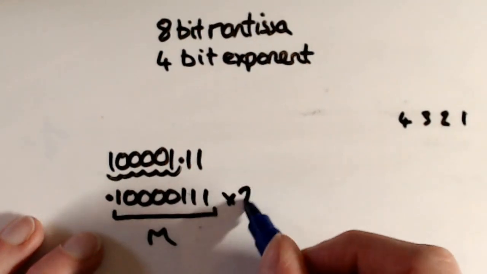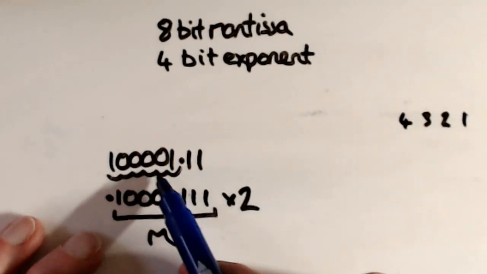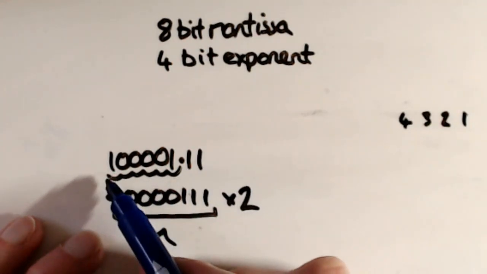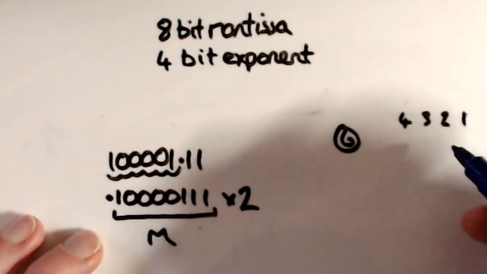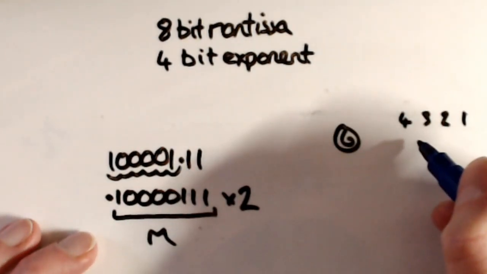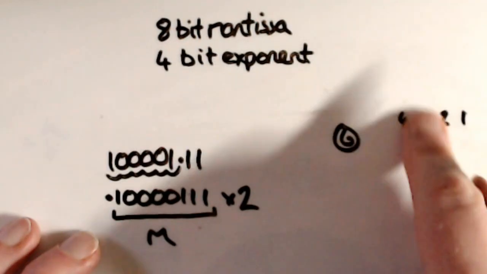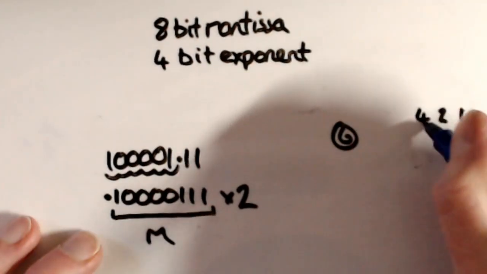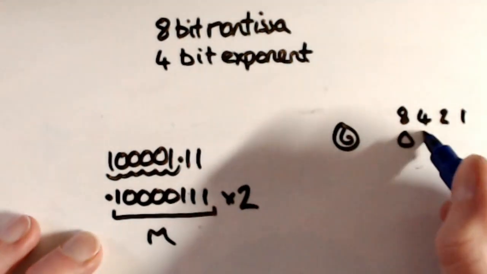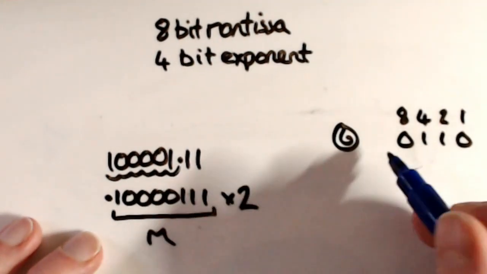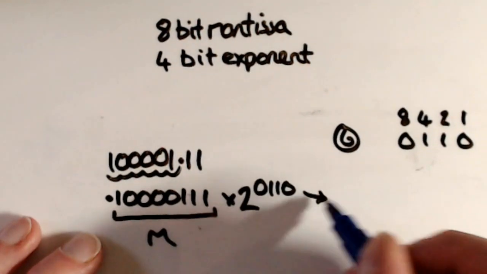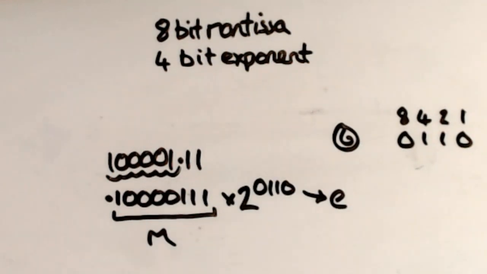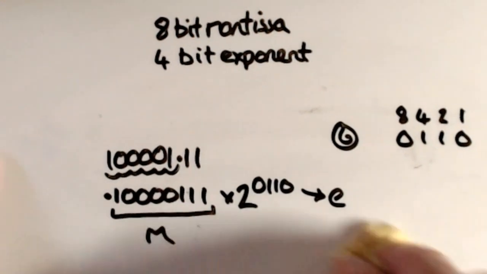Now we go times 2. We moved 1, 2, 3, 4, 5, 6. Okay, so we're going to have to represent 6 using binary. It'll help if I could do that bit properly. Oh, dear me. Right, so that's 0, 1, 1, 0. Okay, so that's 6 in binary. 0, 1, 1, 0. And that's the exponent. Okay, so that was question B. We'll go on to the next one.